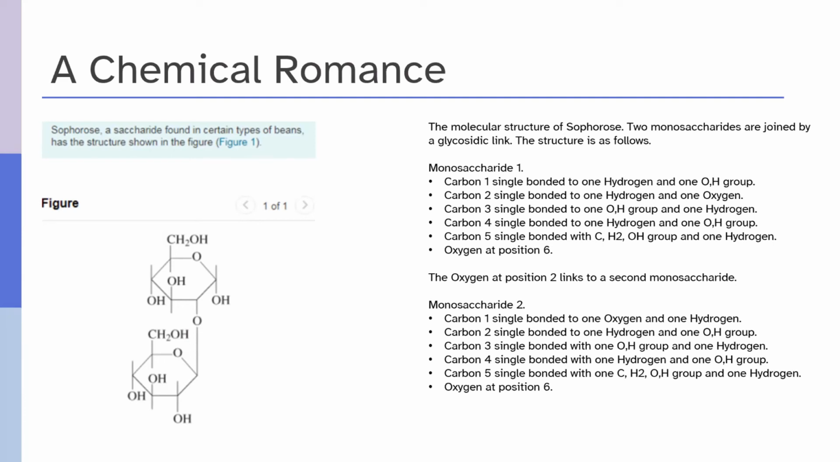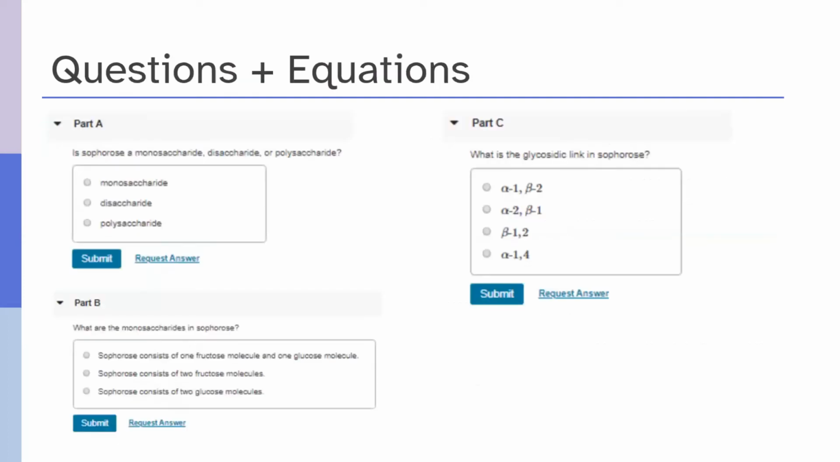And then you go through each element, so carbon-2, single bond into hydrogen and 1 oxygen, and going through each one, carbon-3, carbon-4, carbon-5, and then oxygen is at position 6. And then the oxygen at position 2 links to a single monosaccharide, and then you talk about the second monosaccharide molecule, and provide all the details through there. And then you go to the answers, or the question, sorry, on the next slide.